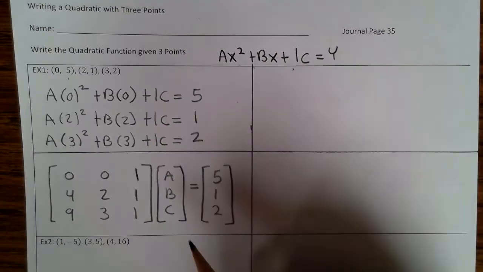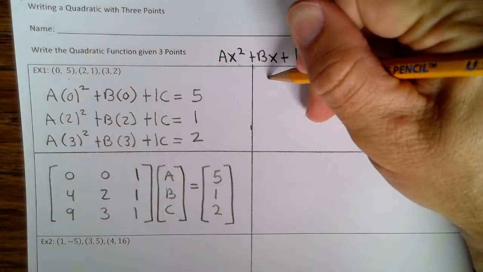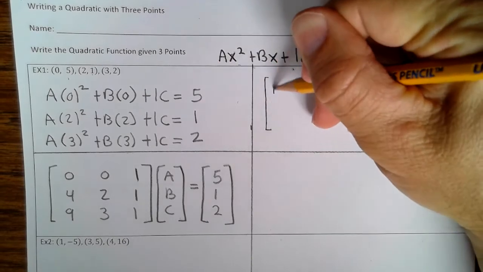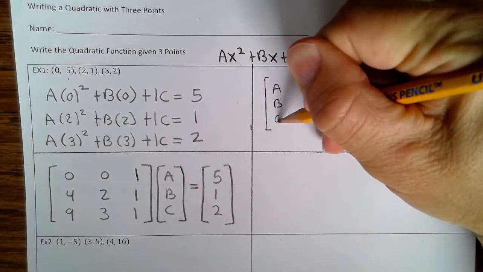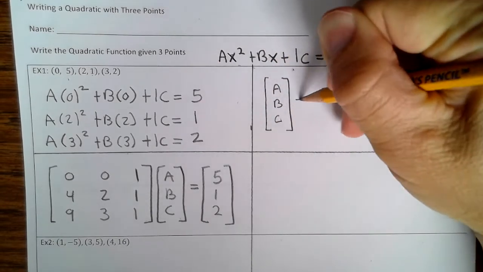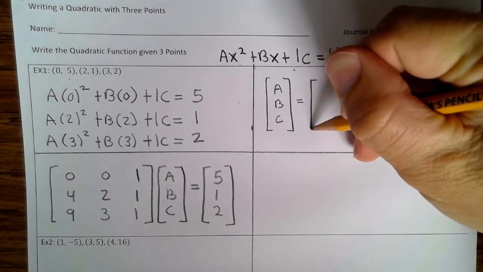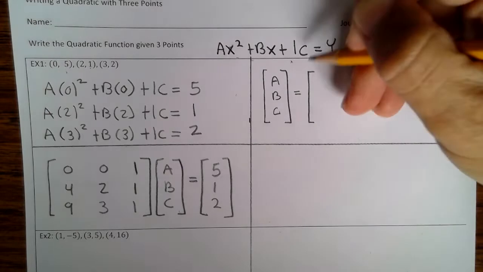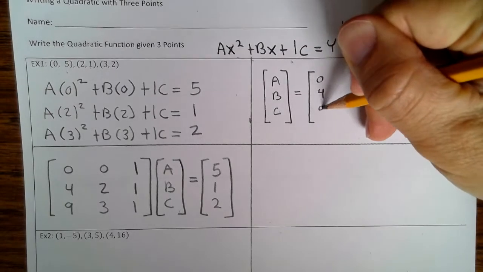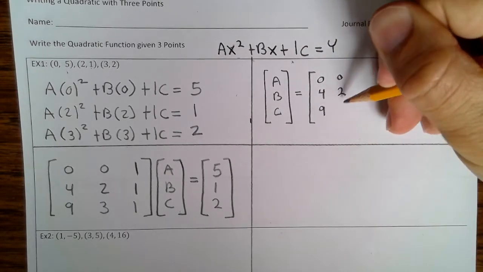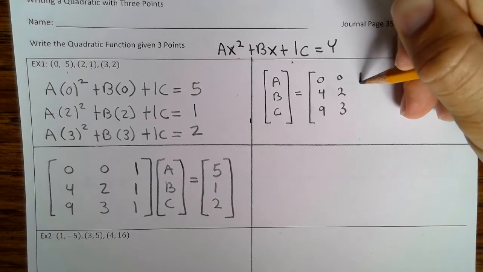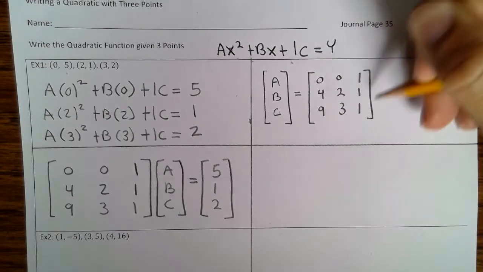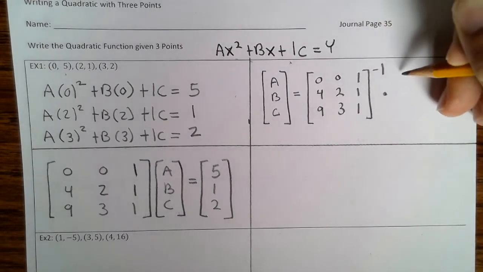Now, we know we can solve for A, B, and C because we know the inverse, A inverse times B. So then that's 0, 4, 9, 0, 2, 3, 1, 1, 1, inverse times B.